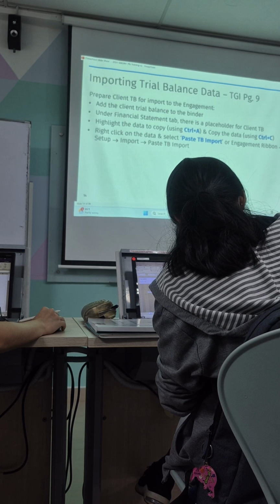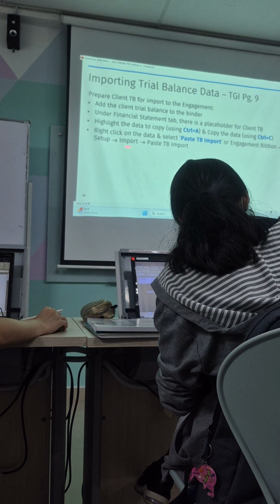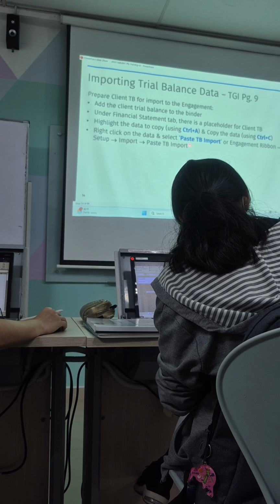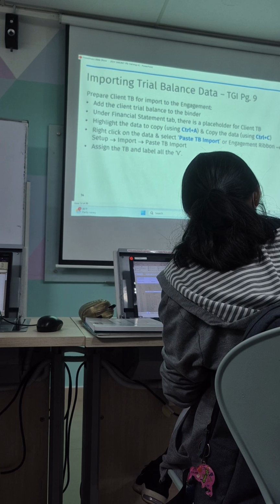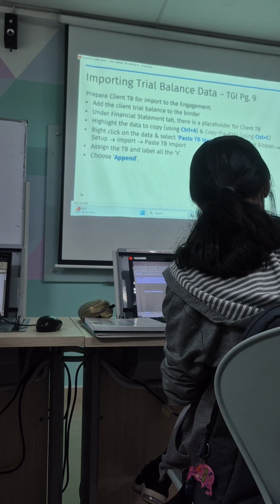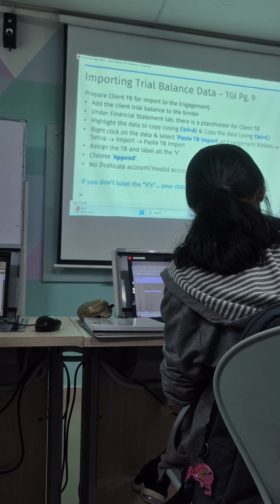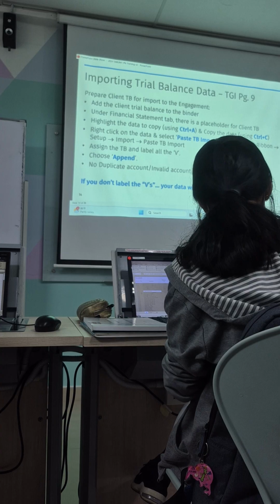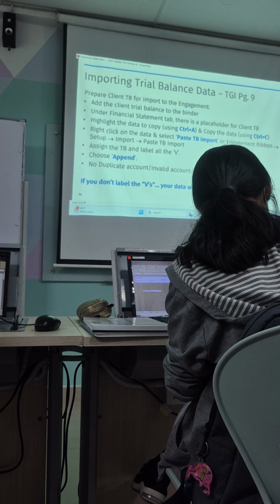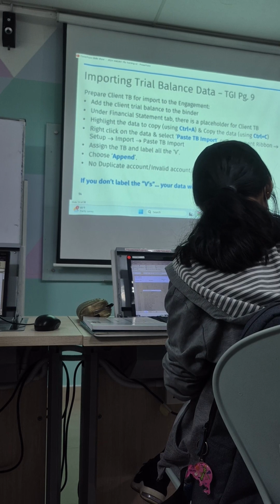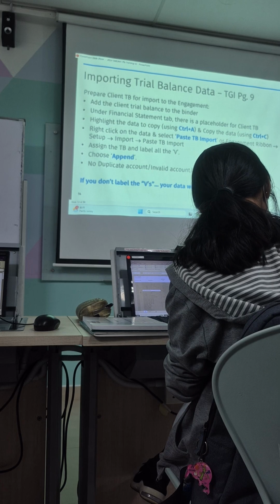Okay, so that's what the slide is saying. Either you right click and select paste report, or you go to the engagement ribbon, setup, import, paste report. Assign the TB and label all the V. Choose append. Make sure there are no duplicate, invalid or blank items. If you don't label the V, your data will not import. Clear? Can you do this at the end of the day when I ask you to? I won't beg you. I will ask you to prepare the TB for me.